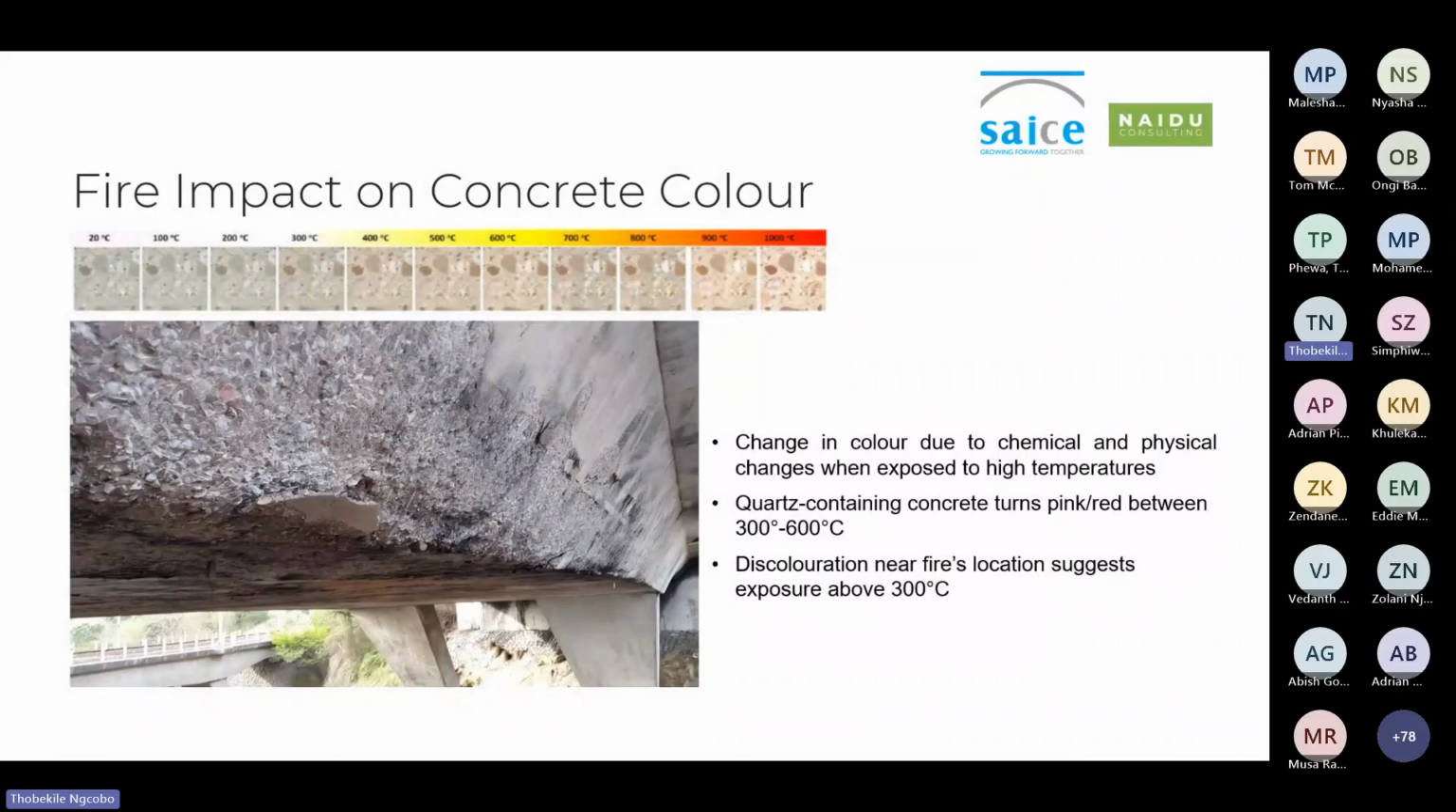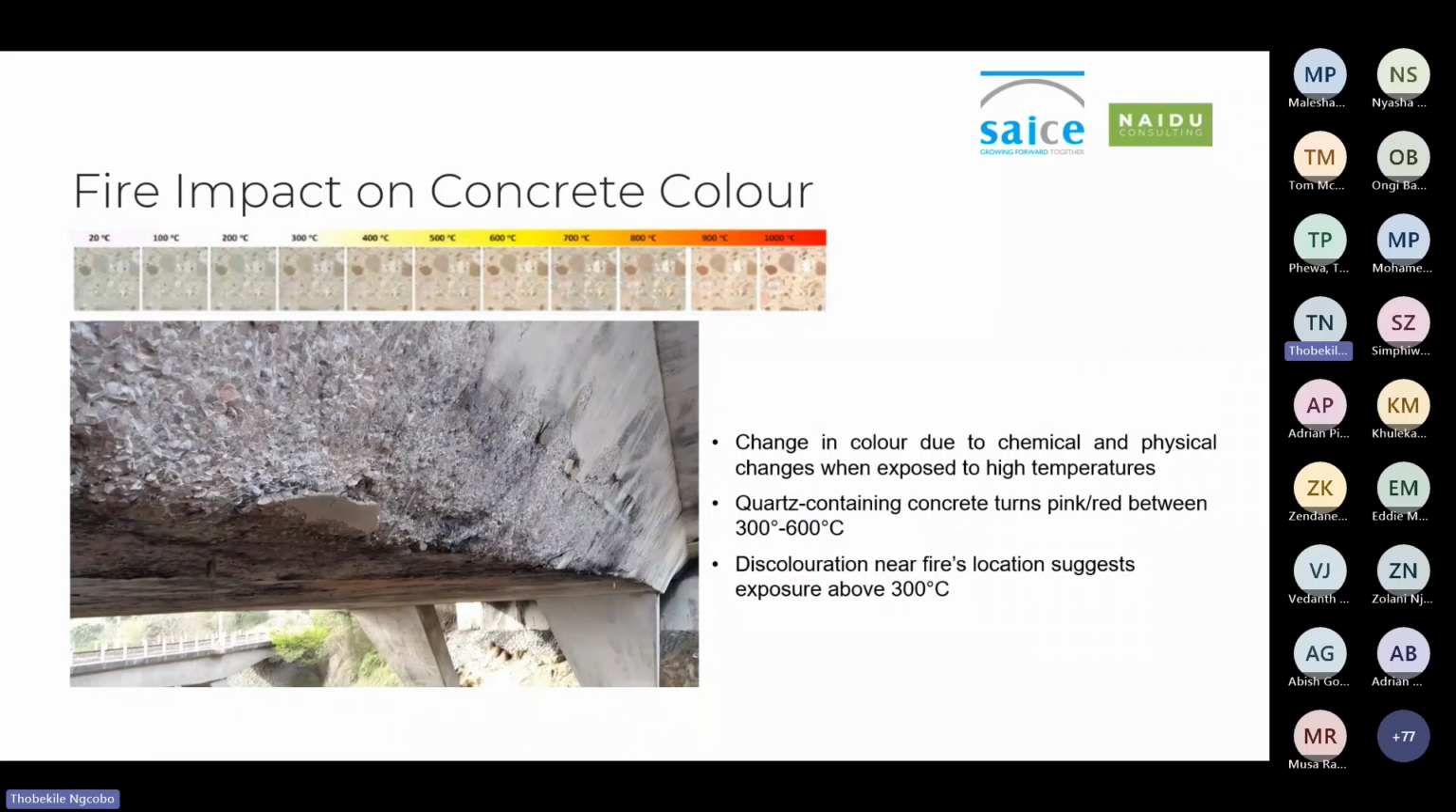The fire itself doesn't only affect the physical structure of concrete, it will also alter its color and appearance, providing visual clues about the temperature exposure during the event. Concrete containing quartz-based aggregates often will exhibit a pink to reddish discoloration when subjected to temperatures between 300 degrees Celsius and 600 degrees Celsius. In our inspection, areas of pinkish discoloration were observed near the fire's location on the soffit and the pier faces.